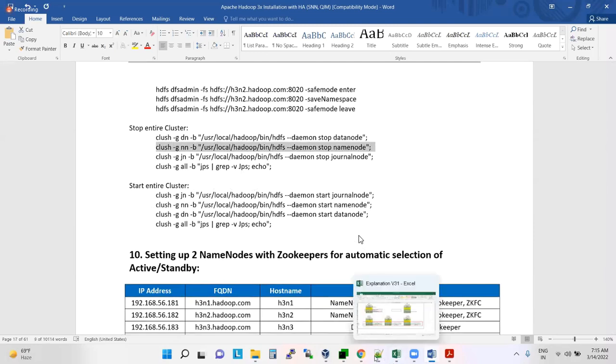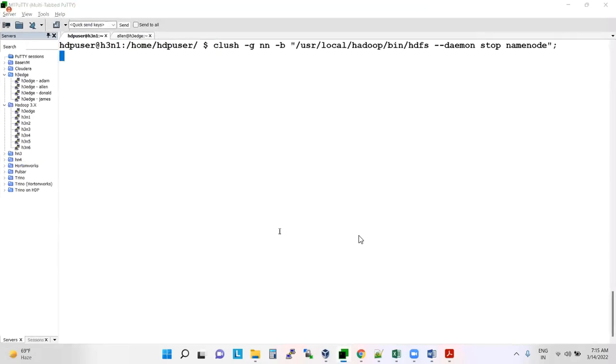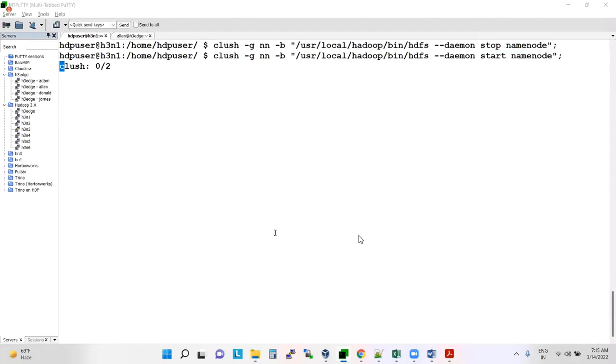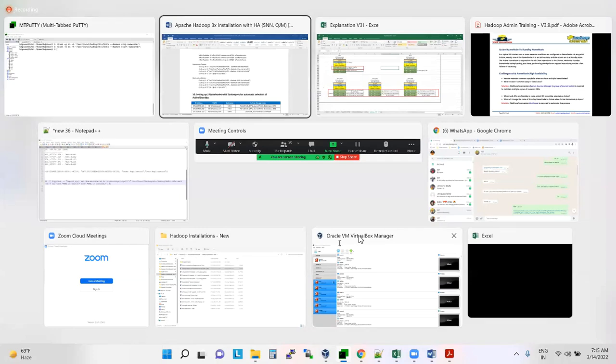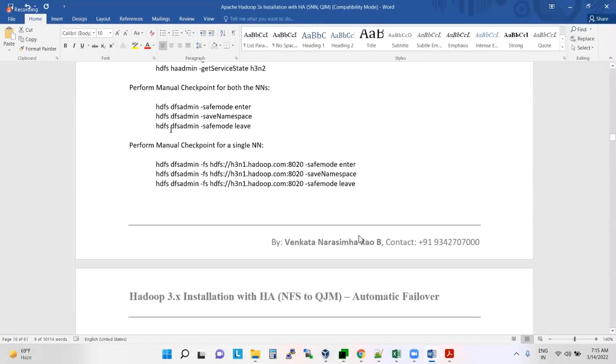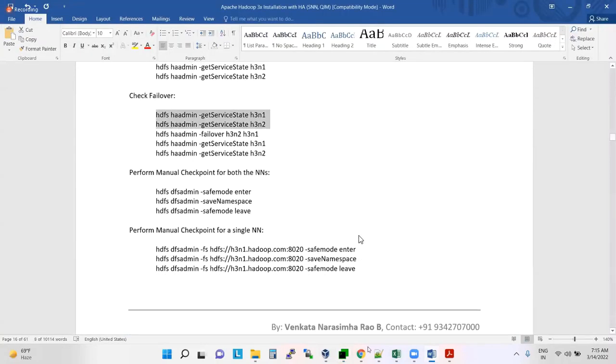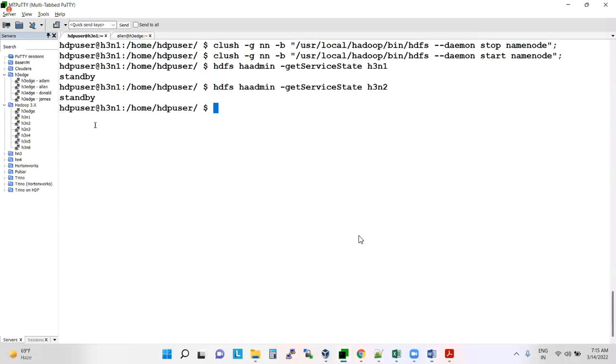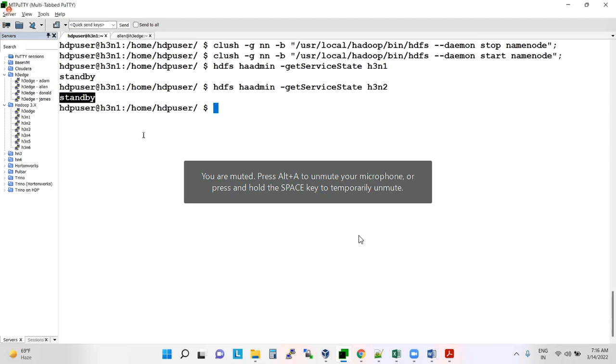Okay, let me stop the name node, and start the name node. So in this scenario, I restarted both the name nodes. Now if I see the status of both, they will be in standby. Now the first question is: when both are in standby, who should be made active? Admin will do it, but which name node?